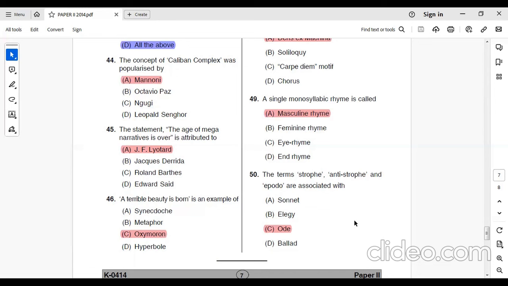So friends, like this, I have tried to solve the question paper of the 2014 KSET examination, KSET English question paper, paper 2. I have solved only paper 2, and these answers are based on the answer key provided by the exam conducting university, the University of Mysore. And for further reference, kindly go through the particular prescribed reference books.